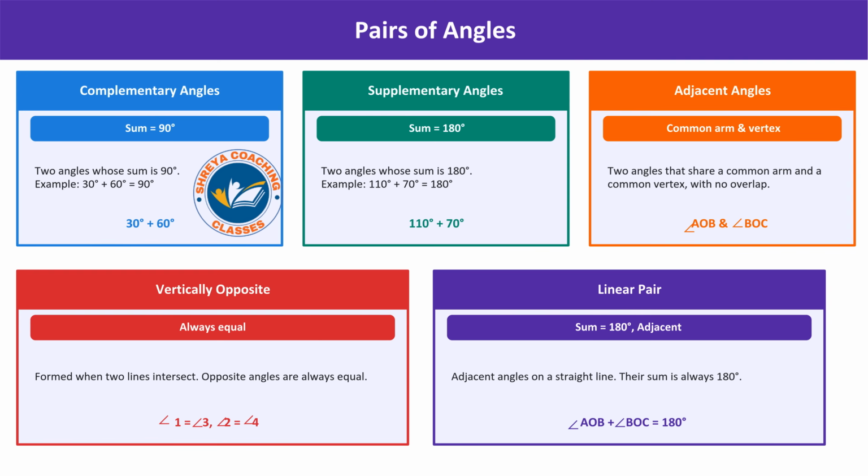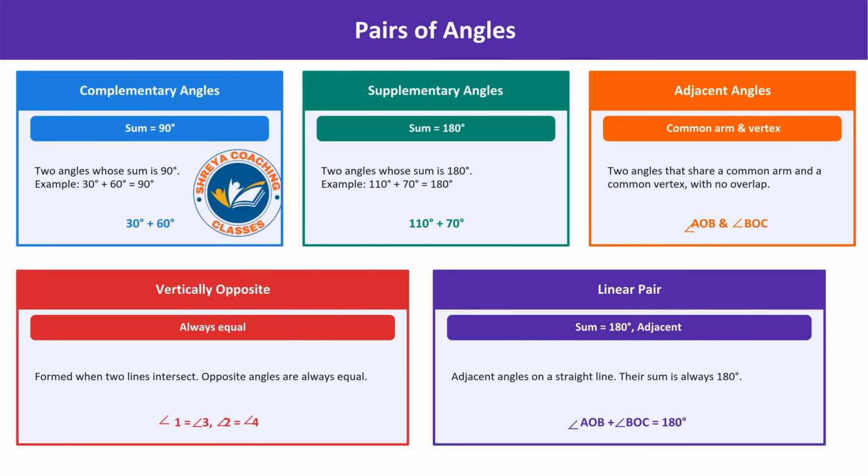Next are vertically opposite angles. These are formed when two lines intersect each other. A very important property is that vertically opposite angles are always equal. No matter how the lines are drawn, opposite angles always have the same measure.